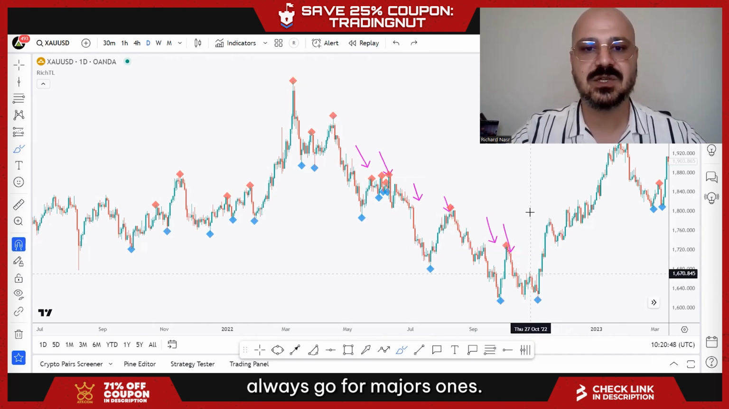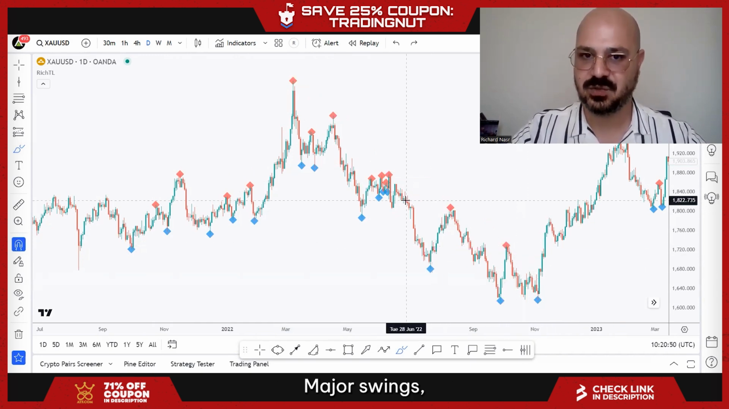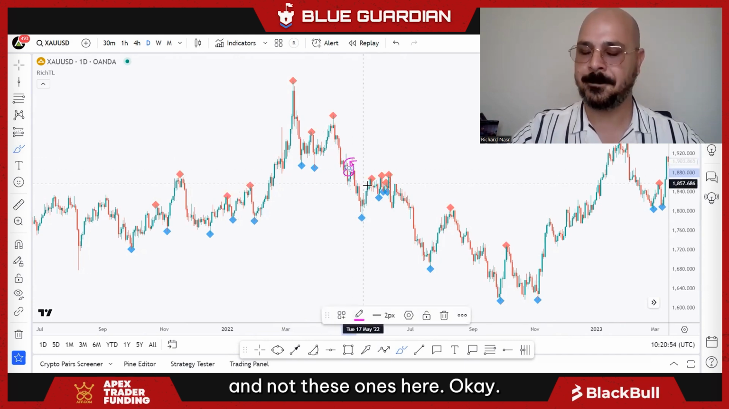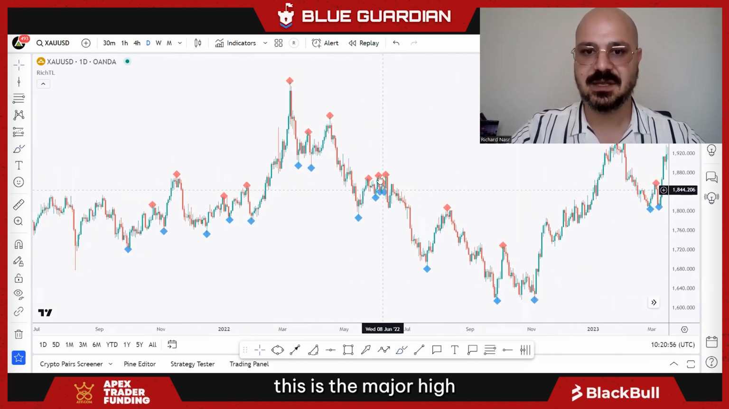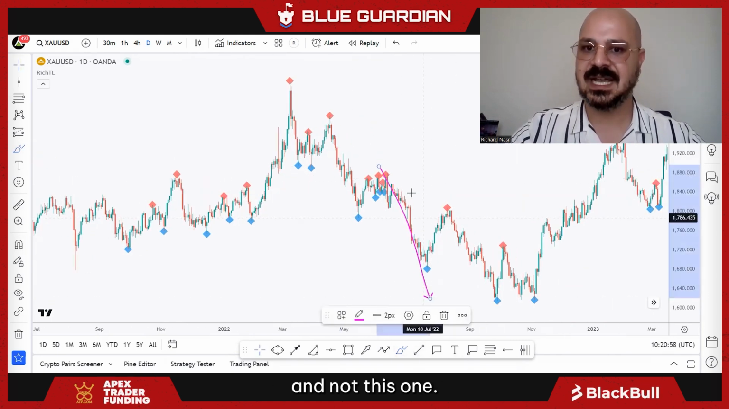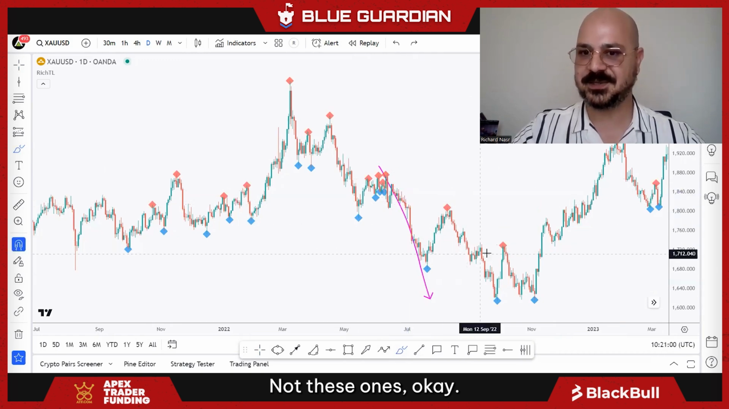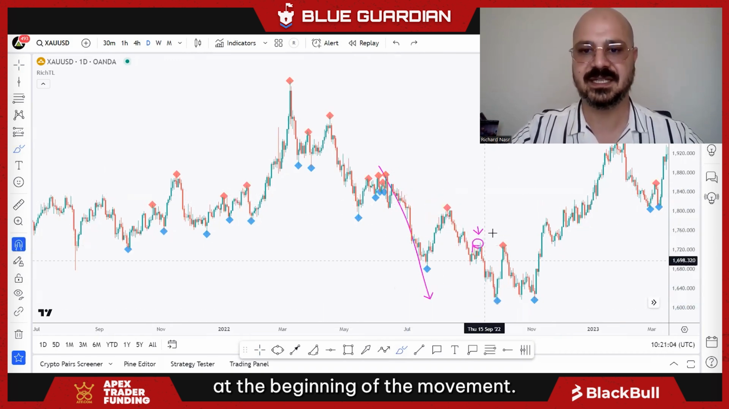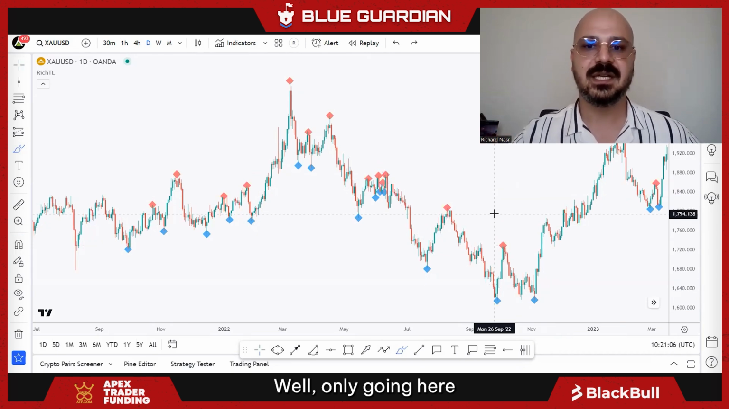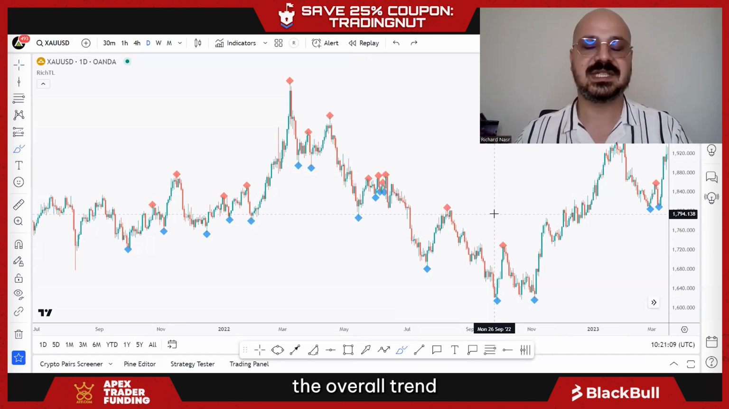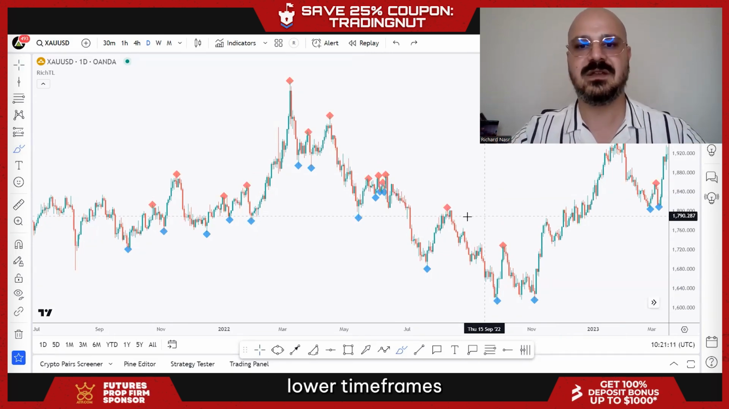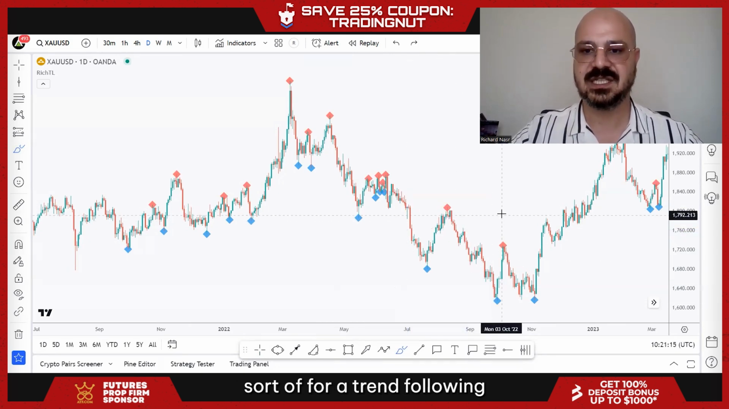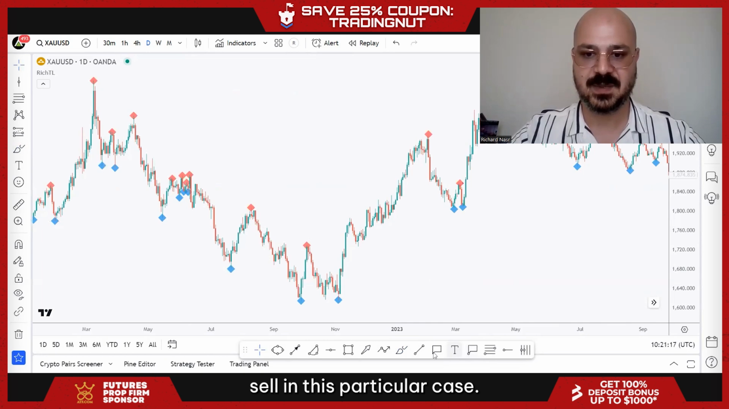And of course, always go for major ones, major swings. For example, this is the major high and not these ones here. Okay, this is the major high and not this one, not these ones. This is not the major high. This is the major high at the beginning of the movement. We're only going here to get a feeling about the overall trend, and then you can zoom into lower time frames as much as possible. For example, here around the supply to look for a trend following sell in this particular case.